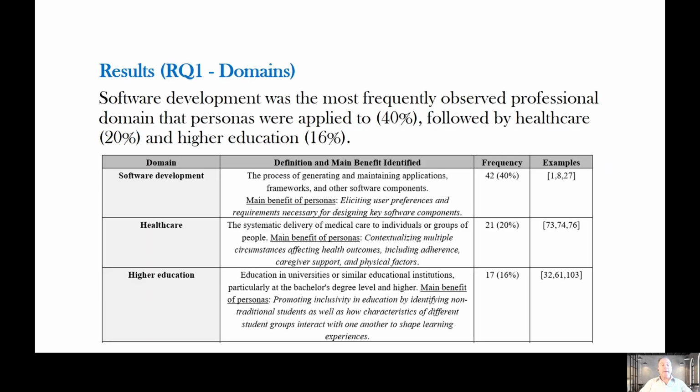For domains, the most popular were software development, healthcare, and higher education. As you can see, percentage-wise, those represent a sizable portion of the articles. Also, sometimes the articles address something that was cross-domain, like maybe software development and higher education, so sometimes they're counted in both domains. But software development was by far and away the highest usage.